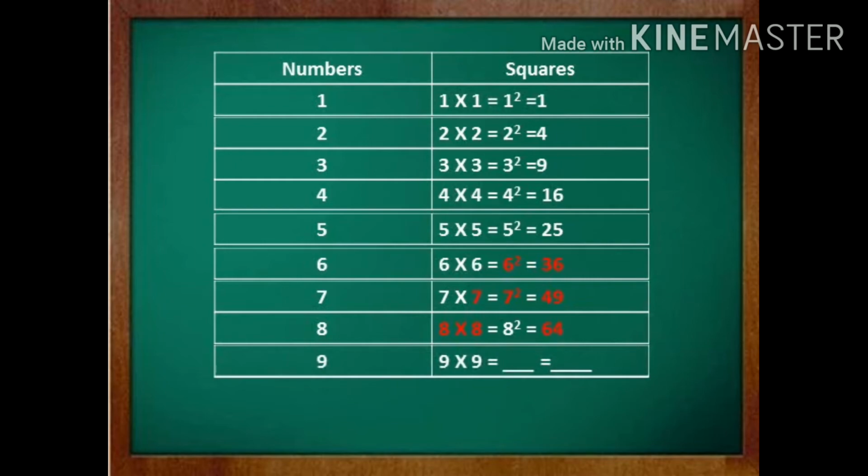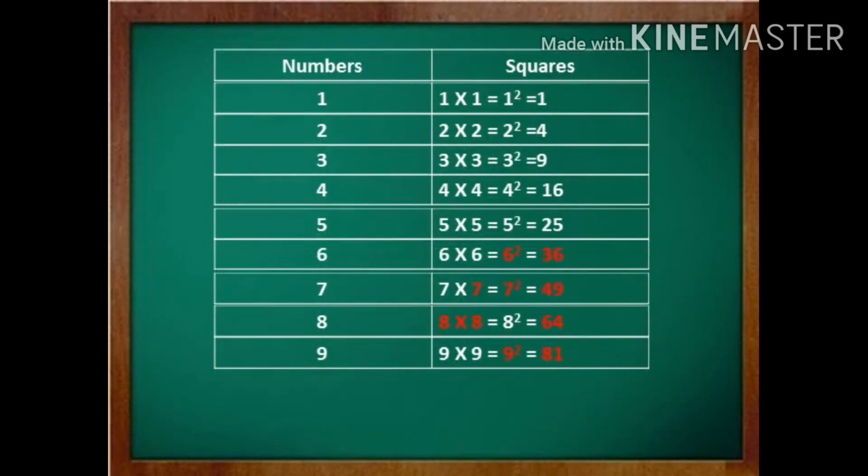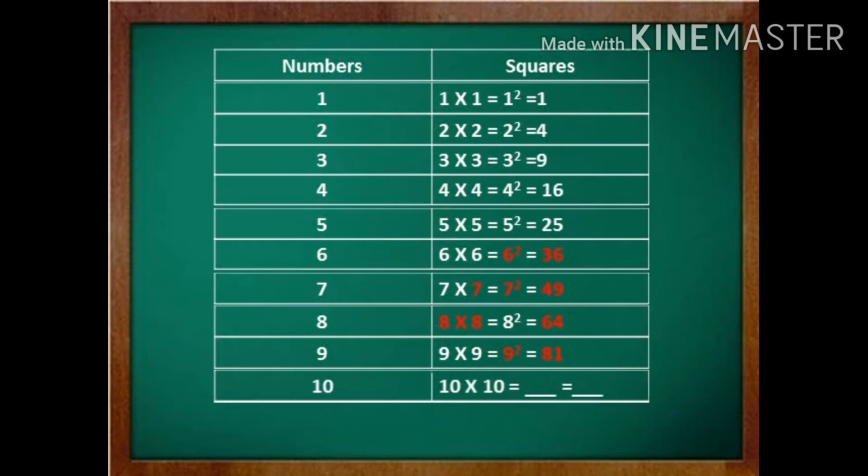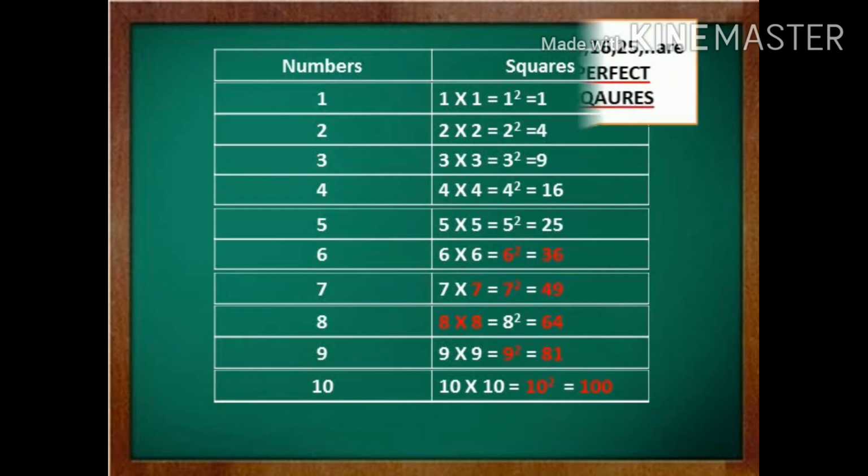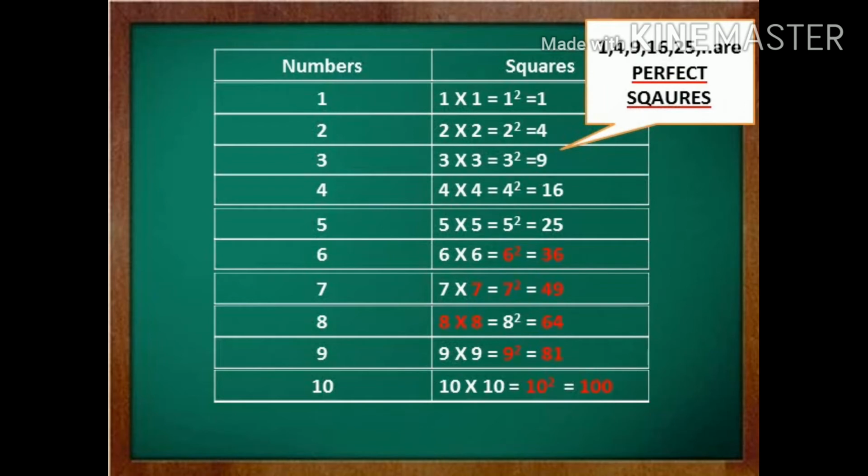Square of 9 would be equal to 9 multiplied by 9, that is equal to 9 to the power 2, which is equal to 81. Square of 10 will be equal to 10 multiplied by 10, that is 10 square, which is equal to 100. These numbers 1, 4, 9, 16, 25, 36 are all perfect squares.